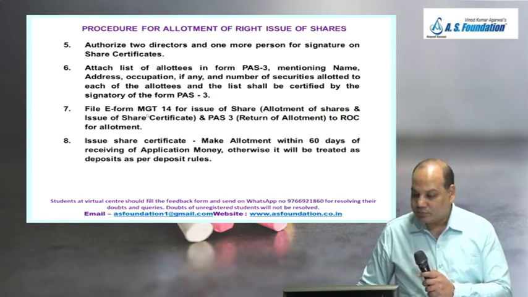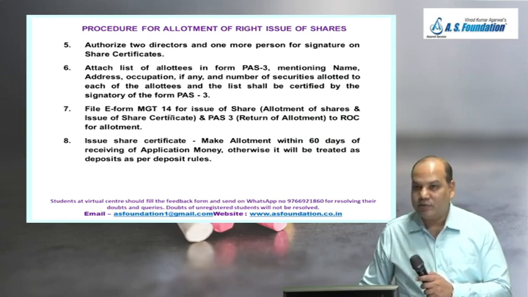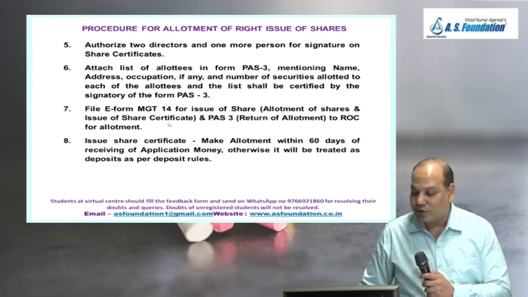File e-form MGT14. Wow, from where do they get such names? MGT means management. Oh, I never knew that. E-form MGT14. Then what does PAS mean? PAS3. Okay, whatever, allotment of share or something. E-form MGT14 is for the issue of allotment of shares and issue of share certificate, and PAS3 is the return of allotment to the ROC for allotment.